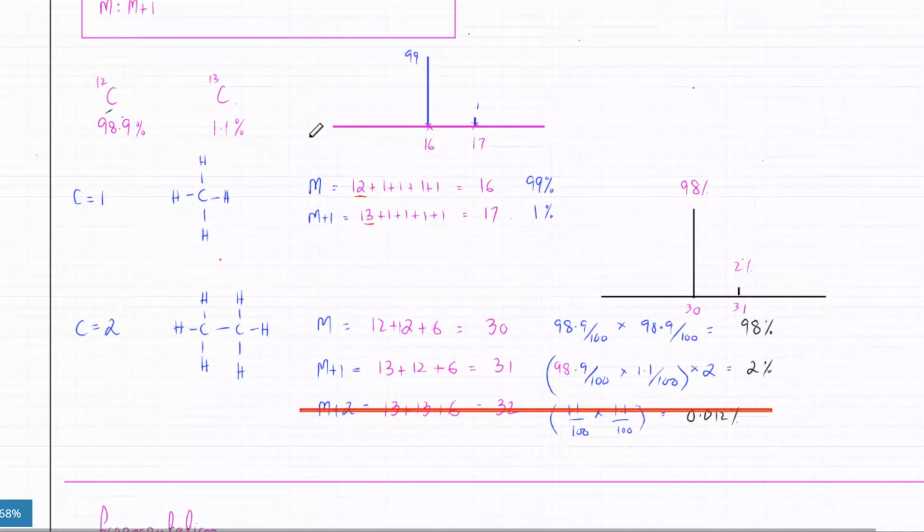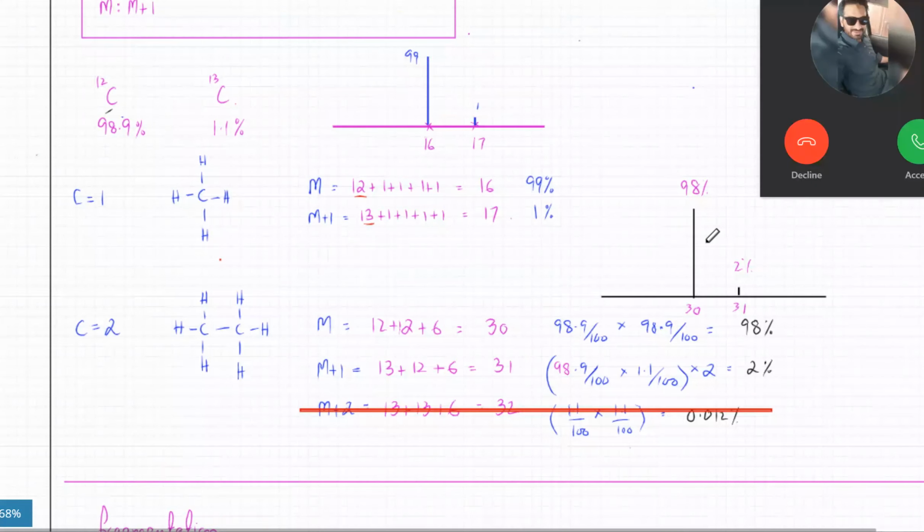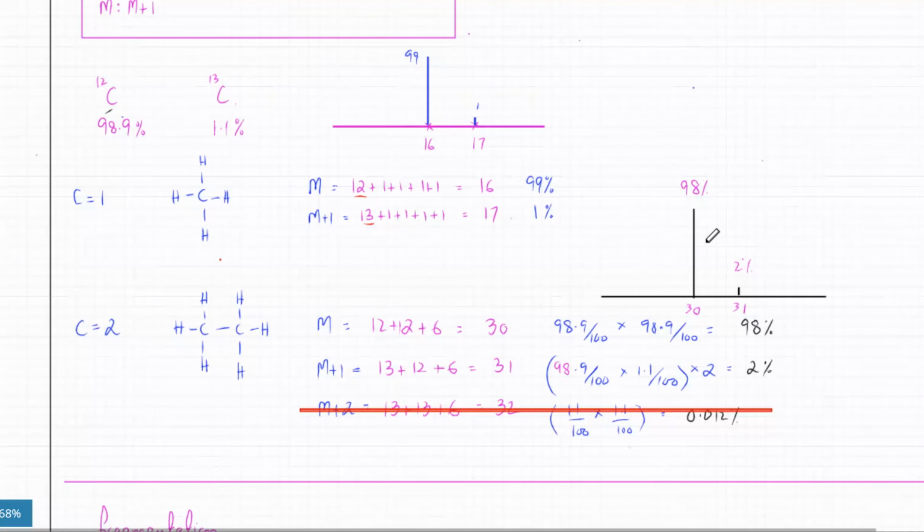if your molecule had just 1 carbon atom, what was the ratio or difference between the M and M+1? It was 99:1. Now your molecule has two carbon atoms. So the probability of detecting the M peak has sort of decreased, and detecting the M+1 peak has very slightly increased.